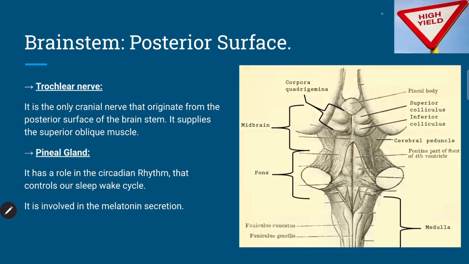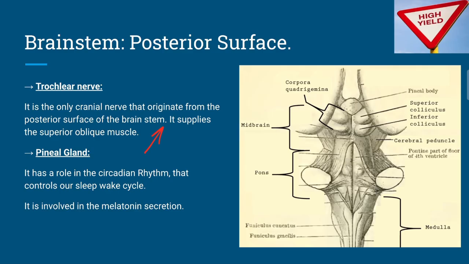Then we have the trochlear nerve. Let's start with that. It is the only cranial nerve that originates from the posterior surface of the brainstem, and it supplies the superior oblique muscles. We have already discussed that in the cranial nerve presentation, so please review those.